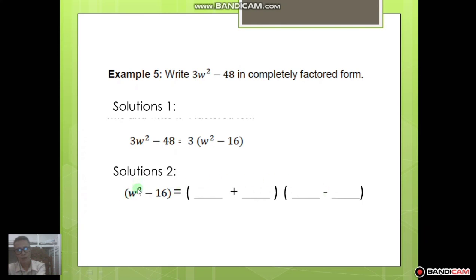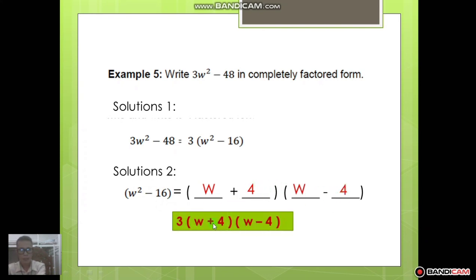Then determine the factors of this term, w squared. The factors are w and w. This is the first term of the binomial. Then do the same in the second term. We have 16. The factors are 4 and 4. So we now derive the final answer, which is 3 times quantity w plus 4 times quantity w minus 4. This is now the complete factored form of the given expression.